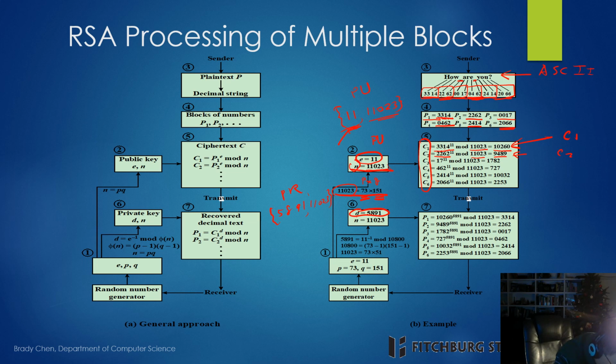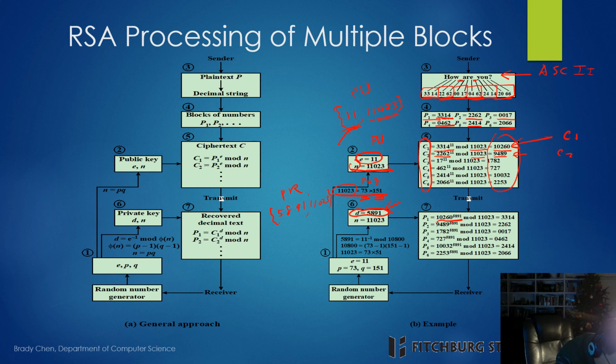Okay. Now on the receiving side, we basically transmit the numbers C1, C2, C3, C4, C5, and C6. These are the numbers we're going to transmit to the receiving side. So once the receiving side receives each of the numbers, C1 and so on, to decode it, the receiving side needs to do this math. The first one is 10260. So 10260 to the 5891. Remember, 5891 is the private key.